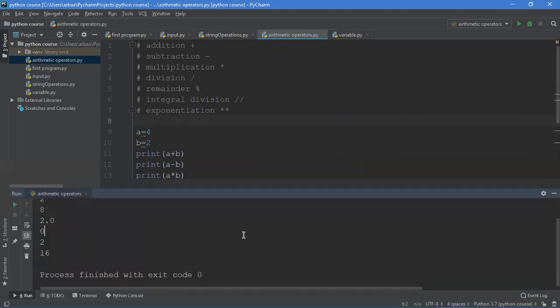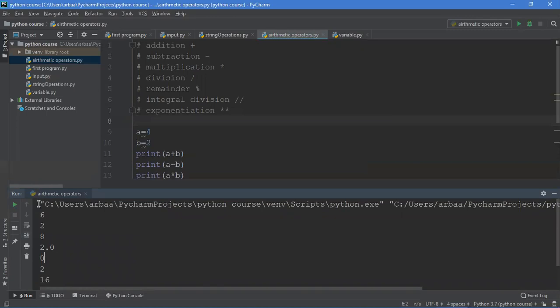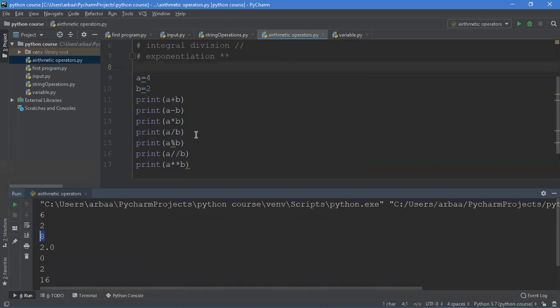There we go. So with the first one, we say A plus B, the answer is 6. We say A minus B, the answer is 2. 4 minus 2 is 2, right? Then you say A cross B, which means 4 cross 2 was 8, right? We got 8 here. Then we say A divided by B, which results in 2.0. Very nice.